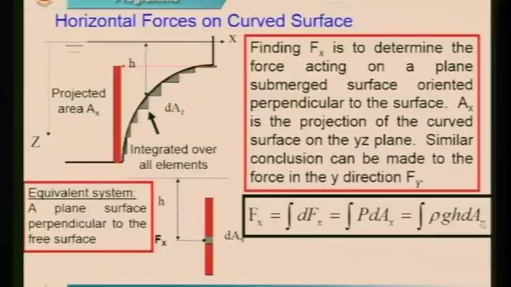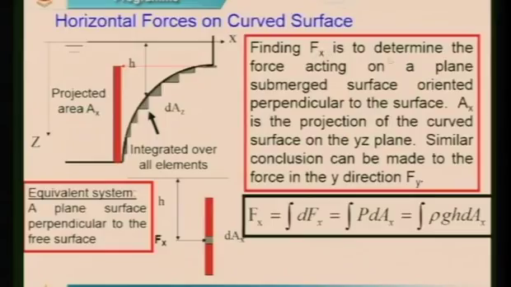into Ax. Why is it saying the subscript Ax? Because we are projecting that curved portion to an equivalent system. That projection is rectangular, as I mentioned very clearly. So mind it well, finding Fx is to determine the force acting on a plane submerged surface oriented perpendicular to the surface. Ax is the projection of the curved surface on the y-z plane. A similar conclusion can be drawn for force in the y direction also. Is it okay? So this is one part.